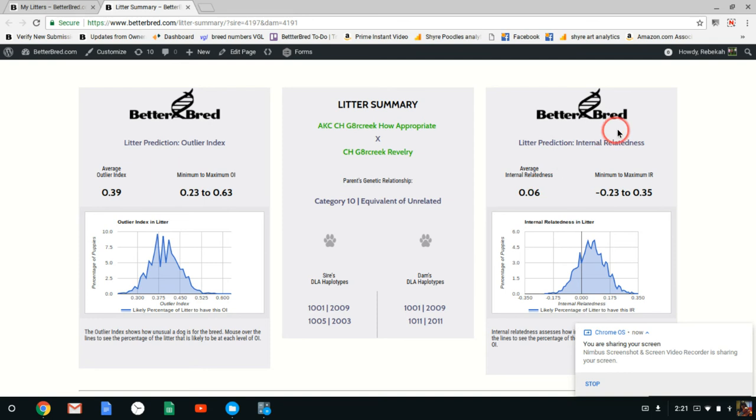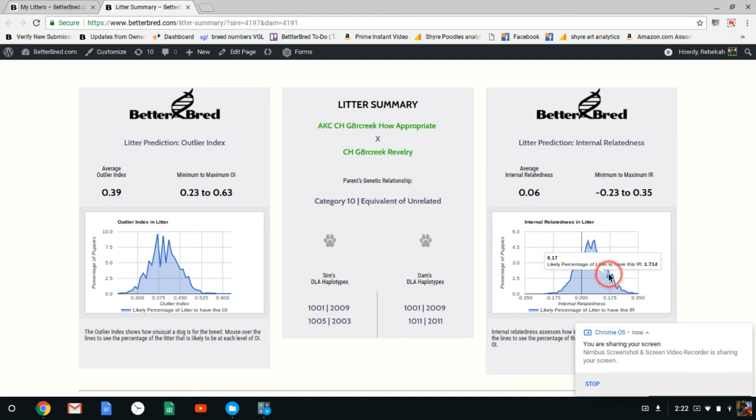However, if you look at their internal relatedness, this is why the test breeding is important: their average internal relatedness is 0.06. We generally say you would want to try to have breedings that are around 0 or lower. But this isn't awful. It depends on pedigree risks, and obviously this was a line breeding. So as line breedings go, the average is not that high, but it does go pretty high.